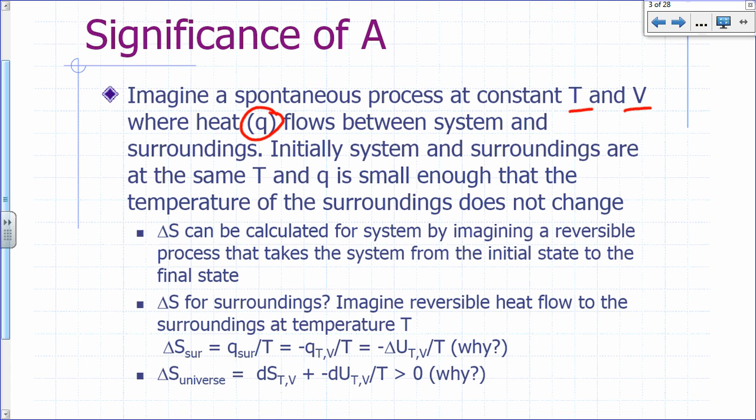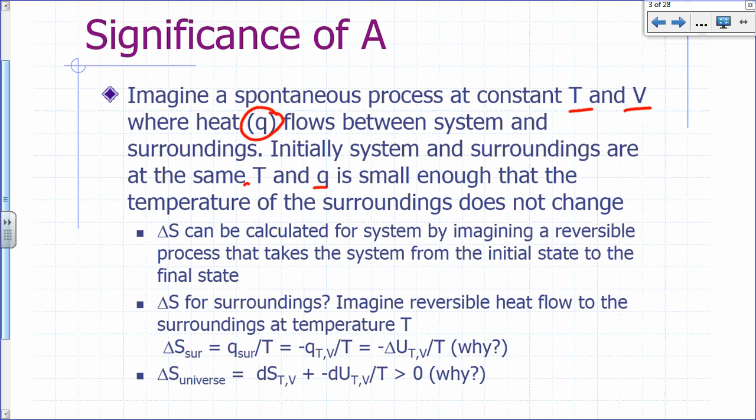Okay, what does that tell you about delta S of the universe? Because the process was spontaneous, when that process occurred, the entropy of the universe must have increased, right? Because that's what the second law tells us. Entropy of the universe increases. Now, let's assume that your system and surroundings are at the same temperature and that the amount of heat transfer is small enough so that the temperature of the surroundings does not change.